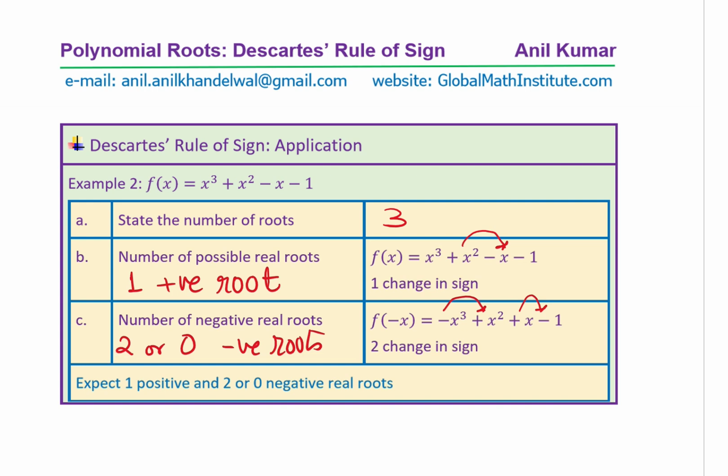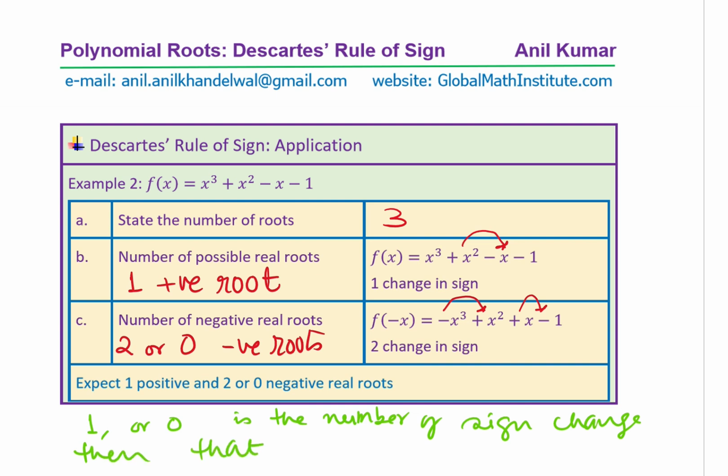Perfect. So that is kind of important to understand. If you get sign changes as 1 or 0, right? If 1 or 0 is the number of sign changes, then that should be the number of roots, right?